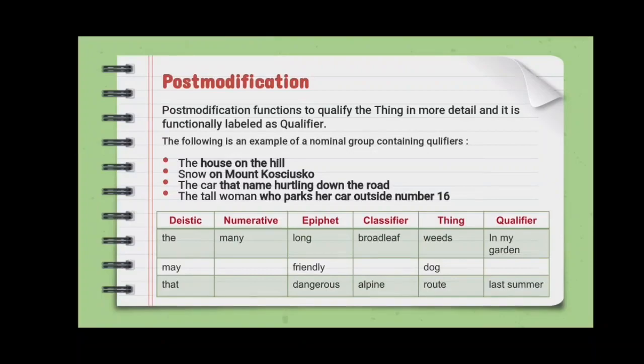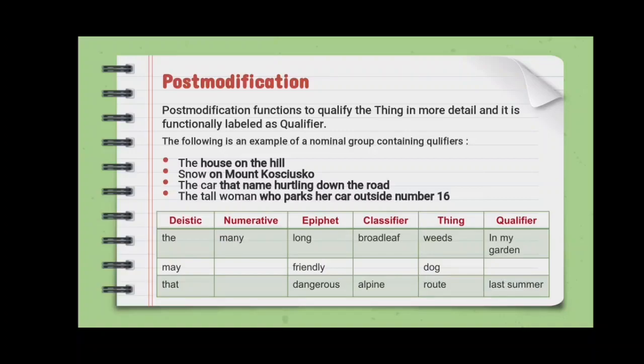And the next is post-modification. Post-modification functions to qualify the thing in more detail, and it is functionally labeled as qualifier. The following is an example of a nominal group containing qualifiers. The first, the house on the hill.